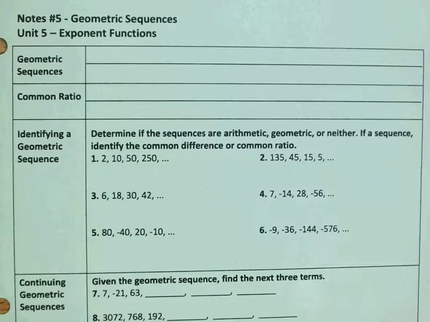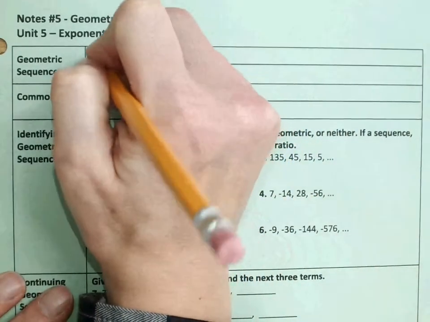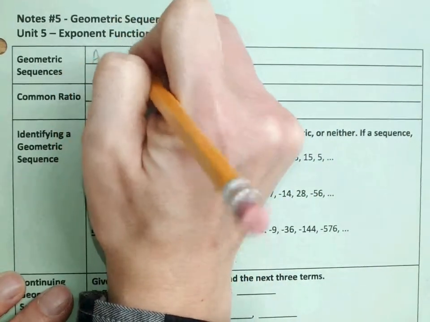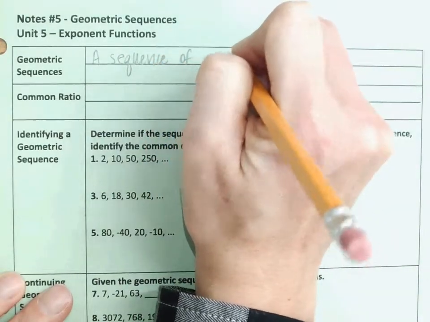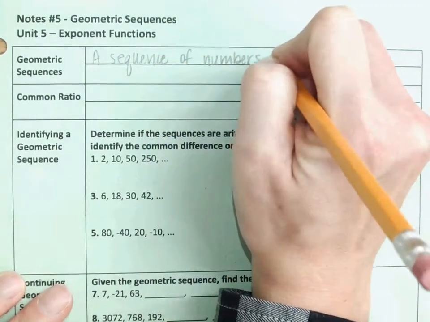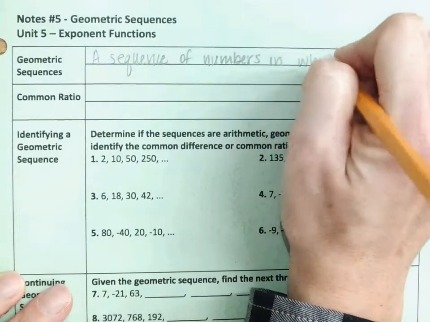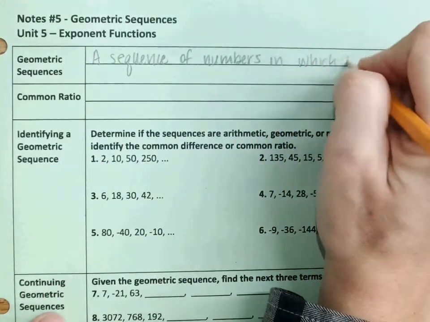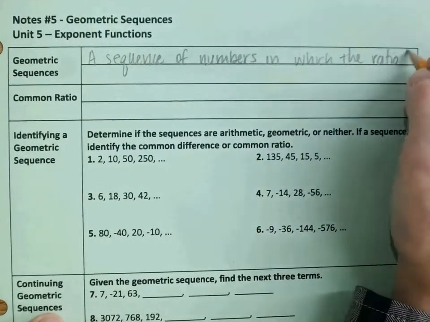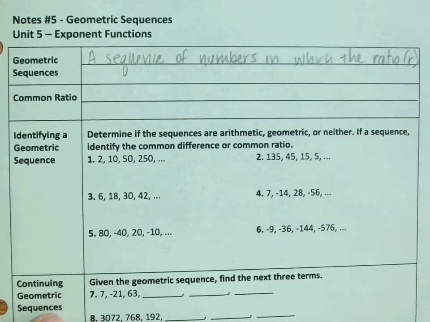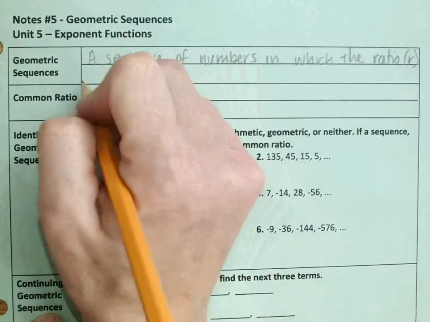So we're going to start this video off with talking about something called geometric sequences. Let's go ahead and start by defining it. So the definition is a sequence of numbers in which the ratio, we'll use lowercase r to signify ratio, remains constant.